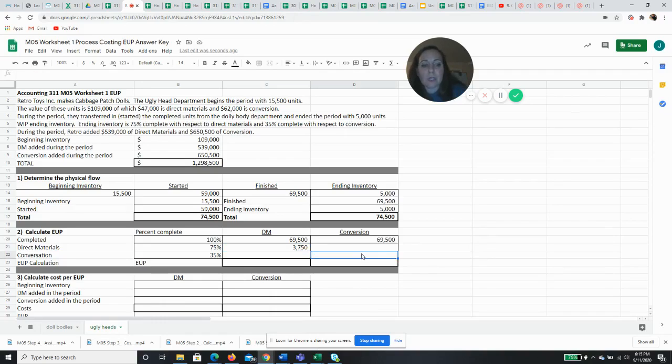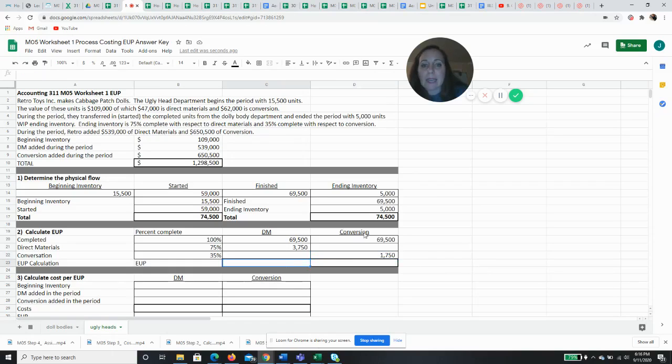All right, I'm going to do the same for conversion. I'm going to multiply my ending inventory of 5,000 times 35% complete, which is what they are. And so 5,000 incomplete units is the equivalent of 1,750 whole units with respect to conversion.